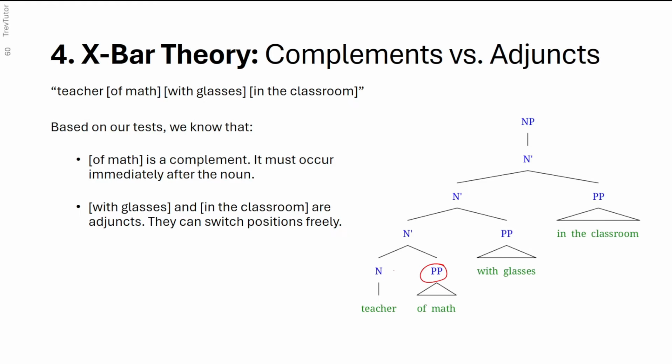This is a prepositional phrase, so it needs to be right beside the head noun and below the bar level of the noun. And then "with glasses" and "in the classroom" are both going to be adjuncts. So in this case, they're going to have to be between bar levels, beside an N bar, below an N bar. And in the classroom, same thing, beside an N bar, below an N bar. And once we have all of that together, we are going to have our complete NP.